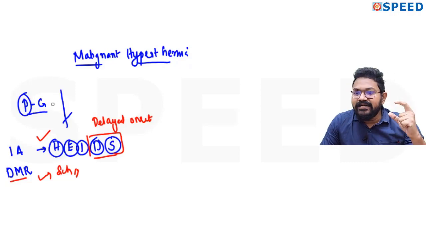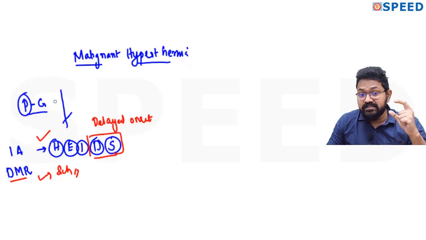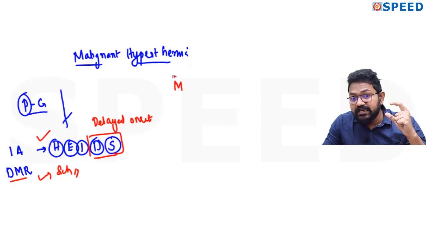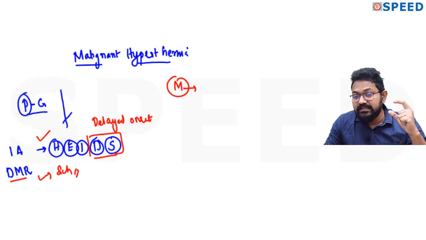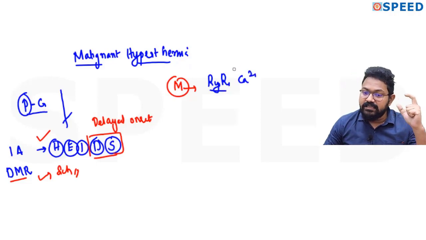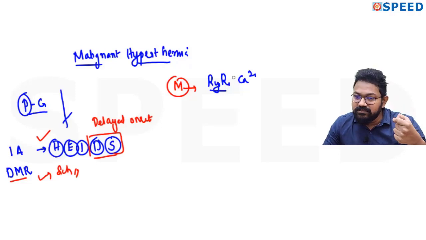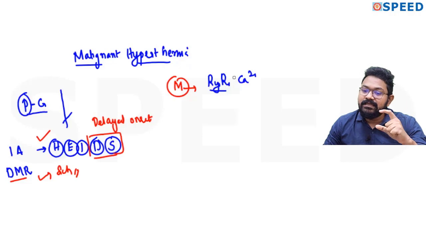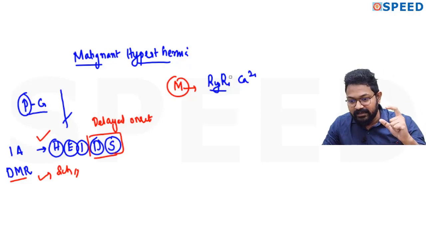So now, what is the genetic condition that you have? The genetic condition is a mutation in one particular gene, and that gene codes for a channel called the ryanodine receptor channel for calcium. The gene which codes for this particular protein is affected in malignant hyperthermia. To understand the pathophysiology of this condition, you should understand the basics of the function of your ryanodine receptor.